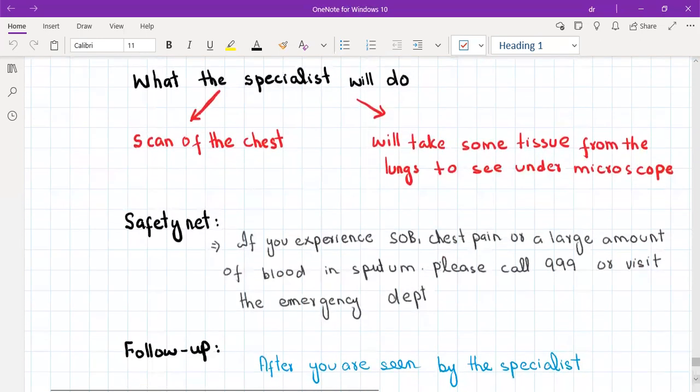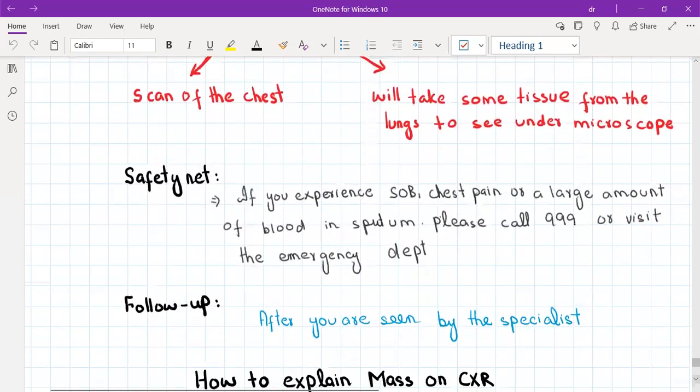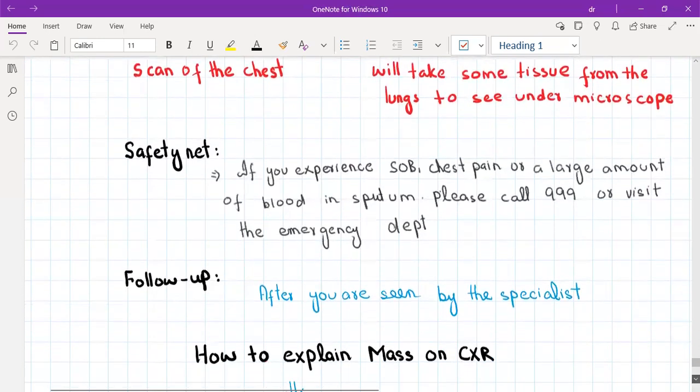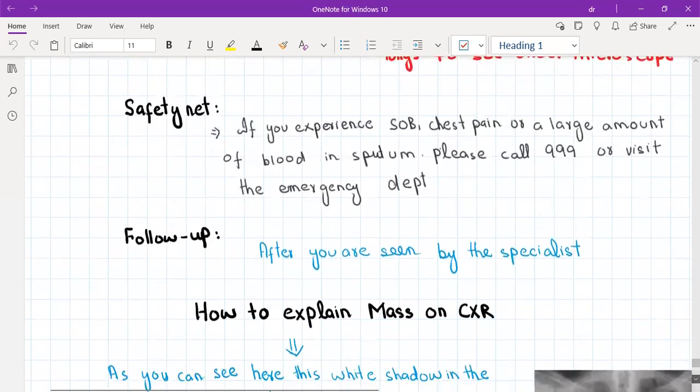All right, safety netting. You should safety net while they are waiting for a specialist appointment. You should safety net them for massive hemoptysis or superior vena cava syndrome or stuff like that. So you should tell him that if you experience any shortness of breath, any chest pain, or if there is a large amount of blood in your sputum, then please call 999 or visit the emergency department. Follow up will be after they are seen by the specialist. We will tell them that we will see you after you are seen by the specialist.